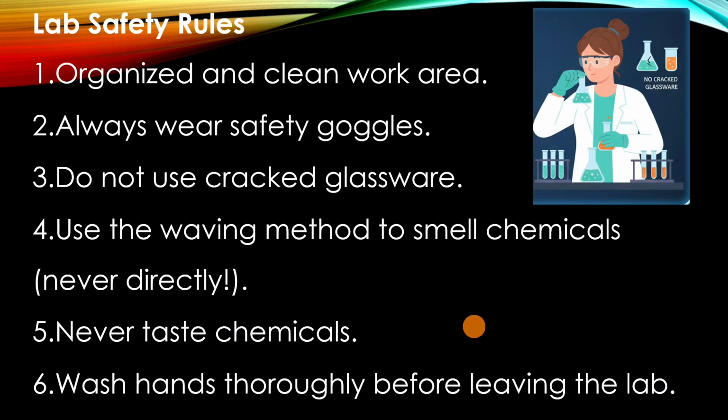Now, what are these laboratory rules we are talking about, which we should follow to ensure that the learning environment in the laboratory becomes safe? Number one, organized and clean work area. So where someone is doing an experiment from, the area must be organized and clean. Then number two, always wear safety goggles. When one is in the laboratory carrying out experiments, they need to wear safety goggles.